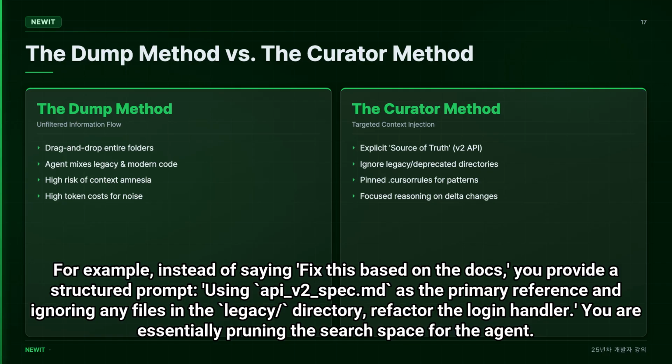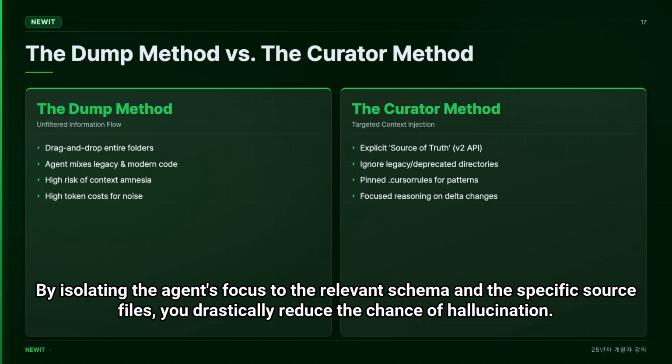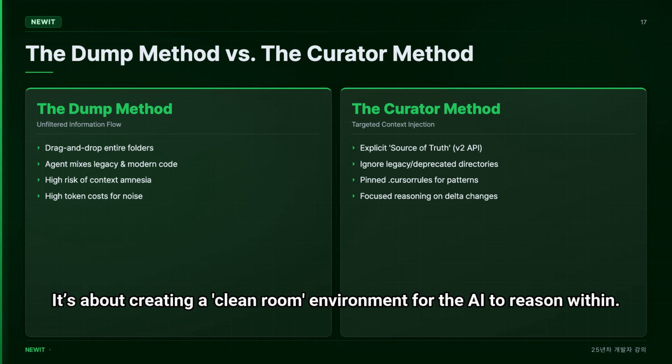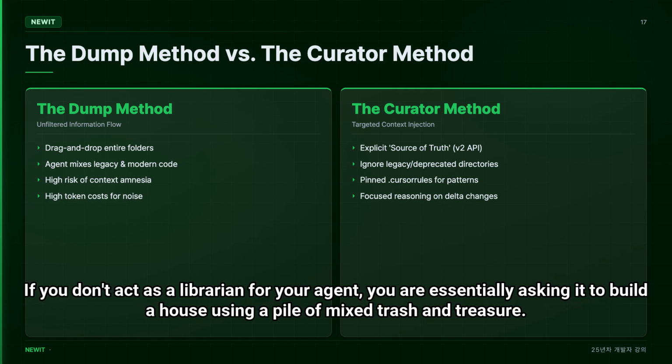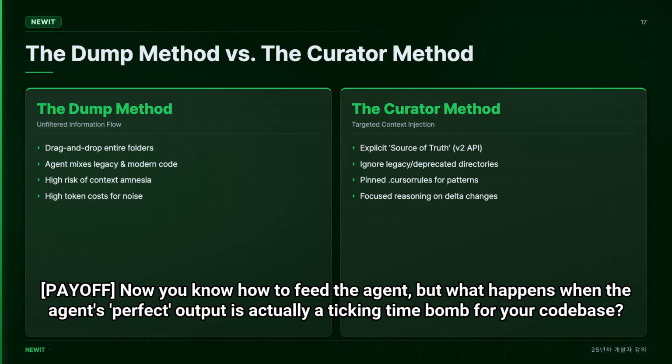You are essentially pruning the search space for the agent. By isolating the agent's focus to the relevant schema and the specific source files, you drastically reduce the chance of hallucination. It's about creating a clean room environment for the AI to reason within. If you don't act as a librarian for your agent, you are essentially asking it to build a house using a pile of mixed trash and treasure.